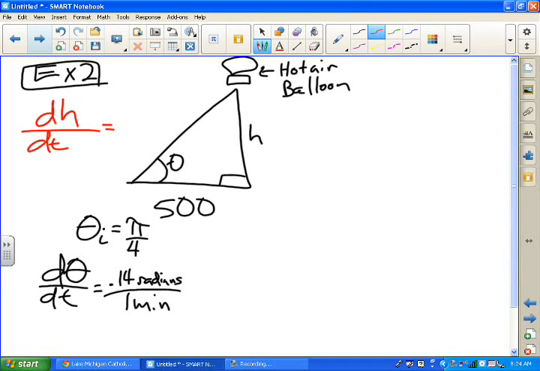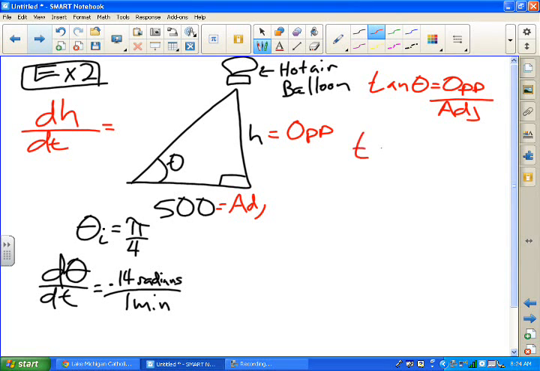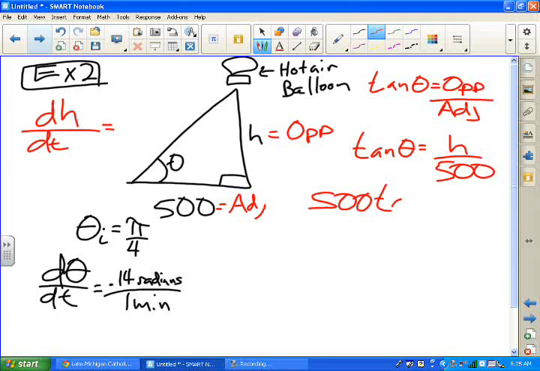So the first thing we need to do is write our general equation. Well, I have a right triangle. I have the opposite and the adjacent and theta. SOHCAHTOA reminds me that tangent of theta is equal to the opposite over the adjacent. So now I plug in the values that I know. Tangent of theta is equal to the height over 500, which is the length of the adjacent. I'm interested in the change in height, so I'm going to solve this equation for h and then take the derivative with respect to t. By multiplying both sides by 500, I get 500 tangent of theta is equal to h.